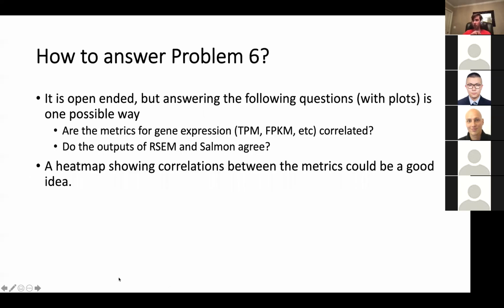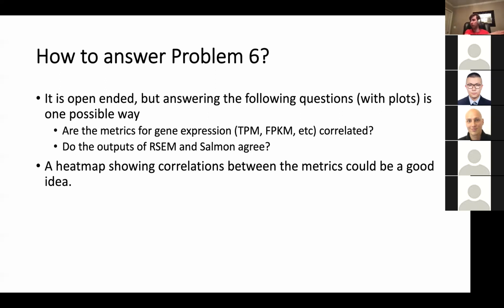Finally, I just want to quickly talk about what an answer to problem 6 would look like, because it's pretty open-ended. I think it just says to compare the various metrics that you got in problem 4. Really, you just want to provide some plots and some sentences that describe what you did. For example, you might ask if the metrics for gene expression are correlated. Some people like TPM, some people like FPKM.